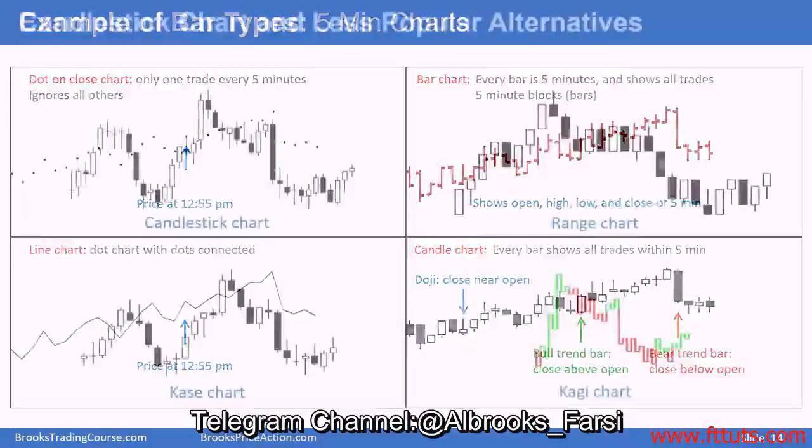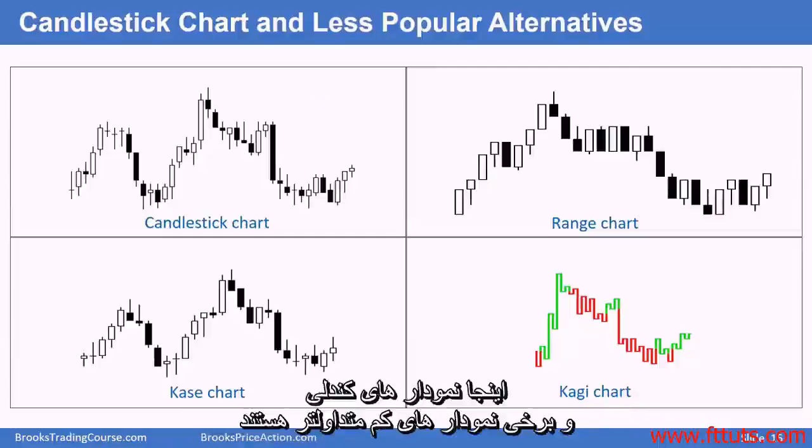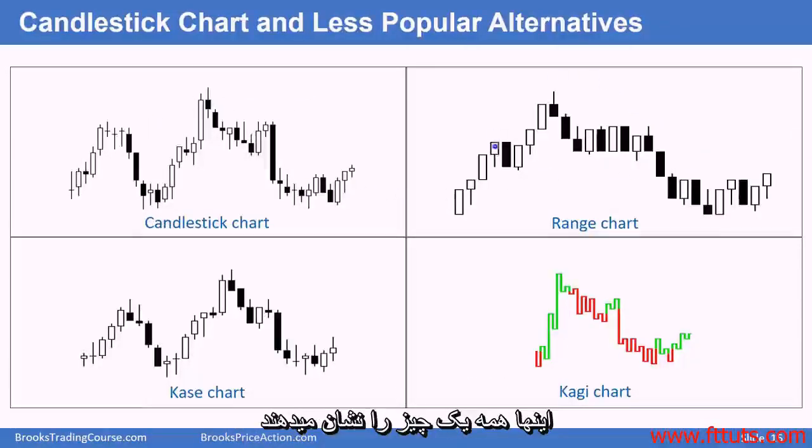Here are candlestick charts and some other less popular charts. Some traders like to use rain charts, Kagi charts, case charts. It doesn't matter. They all represent the same thing. And you can see the general shape is similar on all of the charts.